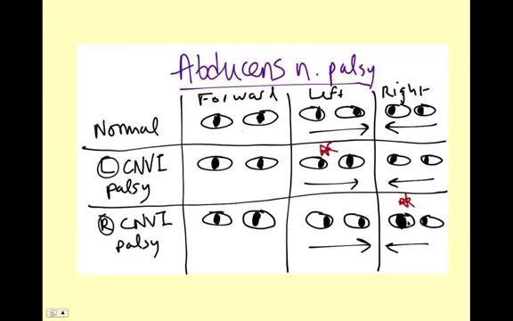If we have a right abducens nerve palsy, the left eye will be able to look to the right, it's using oculomotor, and the right eye will not be able to look to the right because that requires the abducens nerve. Looking to the left, you can do that with a right abducens nerve palsy because you're using the left abducens nerve and the right oculomotor nerve. So this would be an abducens nerve palsy.